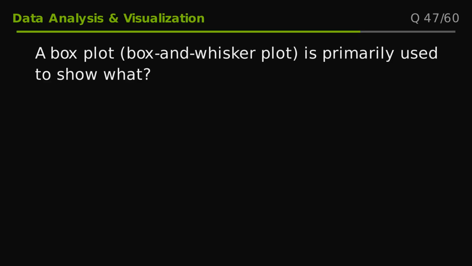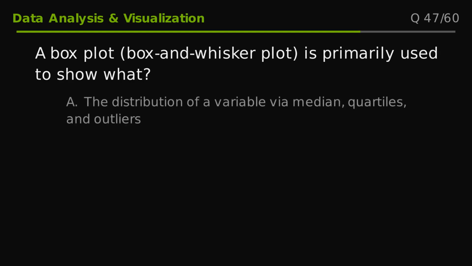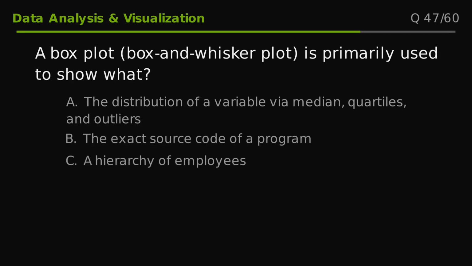Question 47. A box plot, or box and whisker plot, is primarily used to show what? Option A. The distribution of a variable via median, quartiles, and outliers. Option B. The exact source code of a program. Option C. The hierarchy of employees. Option D. The geographic location of data.